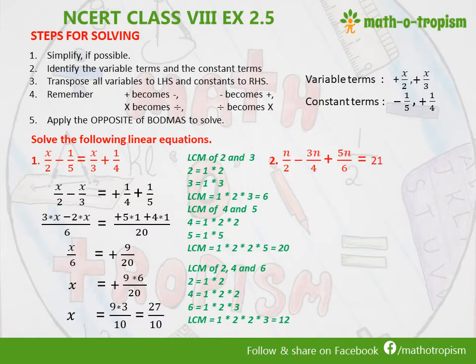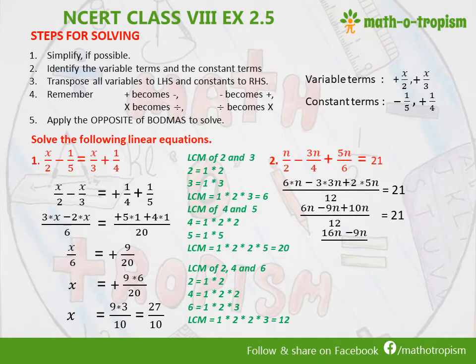Now again, when we see the denominator 2 and remove a 2 from the LCM's factors, we have the balance as 6. So we will be multiplying the first term with 6, and when we see 4, when we remove 2 into 2 we have a 3. So 6n minus 3 into 3n plus 2 into 5n by 12 is equal to 21. When we simplify, it becomes 6n minus 9n plus 10n by 12 is 21. So 16n minus 9n by 12 is 21. Simplifying again, we get 7n by 12 is equal to 21.